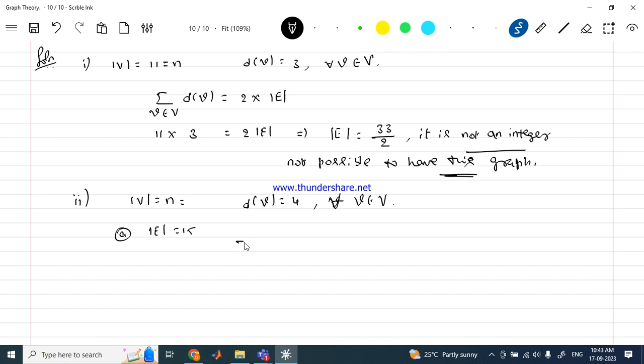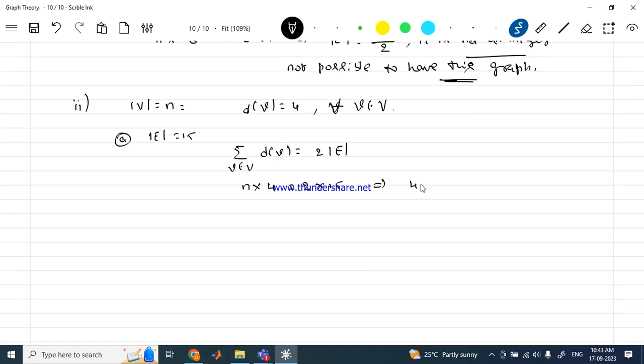So consider the handshaking property. The sum of the degrees of all the vertices is equal to 2 times the number of edges. We have n vertices, the degree of each vertex is 4, which is equal to 2 into 15. So 4n is equal to 30. n is equal to what? 30 by 4. It is once again not an integer. We just need to find the number of vertices. It's not an integer, so it is not possible to have this graph.